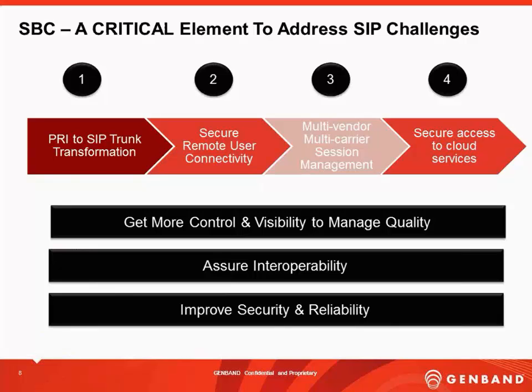Two conclusions I can draw from what you just said. One is that the SIP trunking device, this SBC, stands between the customer and the carrier, so it has visibility in both directions. And secondly, the SBC can actually be used to increase business continuity. Is that correct? That's absolutely correct.